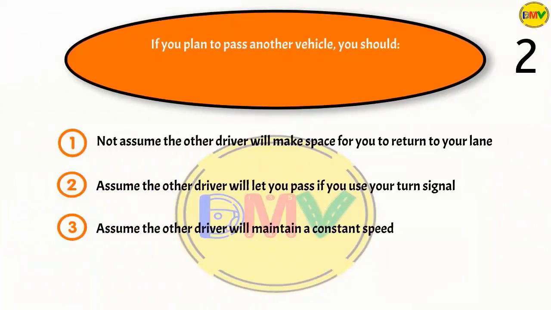The question 2. If you plan to pass another vehicle, you should: 1. Not assume the other driver will make space for you to return to your lane. 2. Assume the other driver will let you pass if you use your turn signal. 3. Assume the other driver will maintain a constant speed.